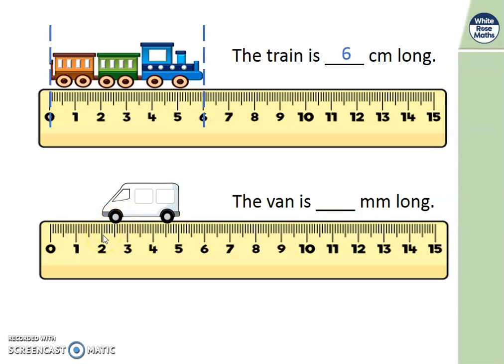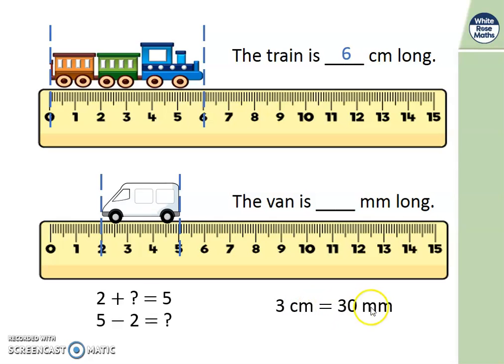So we're going to use that learning we just practiced in the warm-up. Counting on from the 2, we can see that we've got 1 centimetre, 2 centimetres, 3 centimetres long. And we need to give our answer in millimetres. So the key fact is 3 centimetres is the same as 30 millimetres. So the answer is 30 millimetres. Well done if you got that.